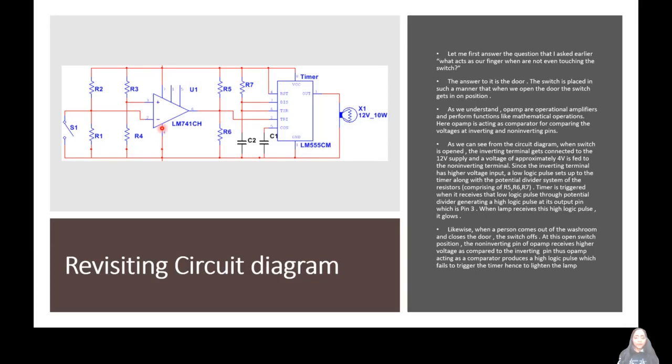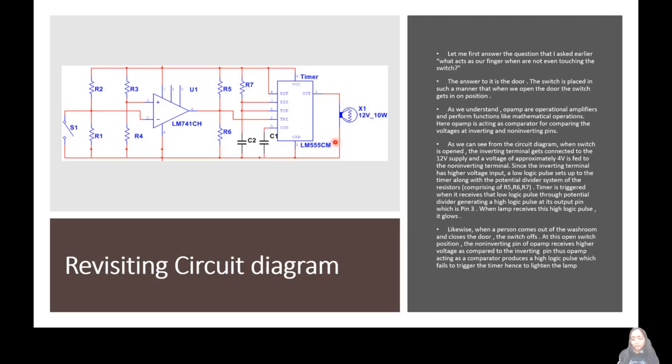As we can see from the circuit diagram, when the switch is in closed position, the inverting input terminal gets a voltage of 12 volts and the non-inverting pin, that is pin 3, gets a potential of across 4 volts through the potential divider system. Since the inverting terminal has higher voltage input, a low logic pulse sets up the timer along with the potential divider system of resistors comprising R5, R6, R7. The timer is triggered when it receives that low logic pulse through the potential divider, generating a high logic pulse at its output pin, which is pin 3, and hence the lamp lights up.